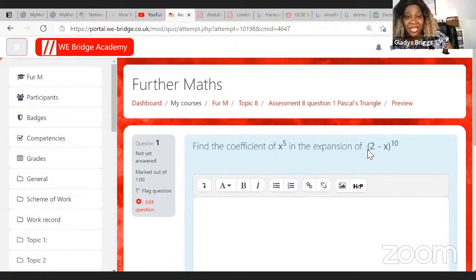Using the Pascal's triangle. So I think this is Pascal's triangle. Yeah. So you had to do it all the way up to the power of 10. But it's only telling you to find the coefficient of x to the power of 5. Yeah, in the expansion. So you didn't even have to get up to 10. But you know what is starting and what is ending.